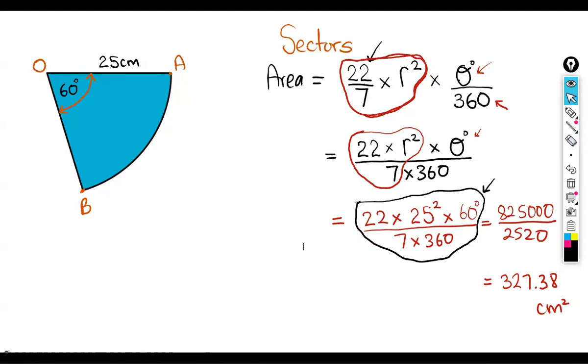Right, so let's try one more. Let me just make sure everyone gets this before we move on to a slightly different question. Let's say that the radius was 4 centimeters. I'll make up an easy number. And let this be 79 degrees. Find the area of that sector.